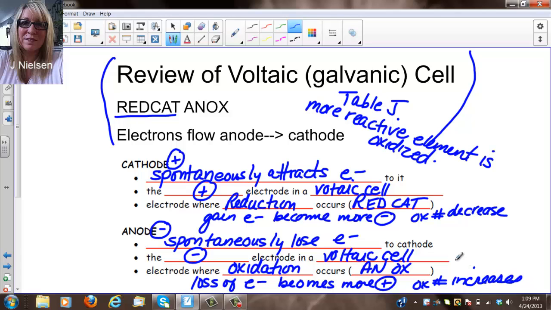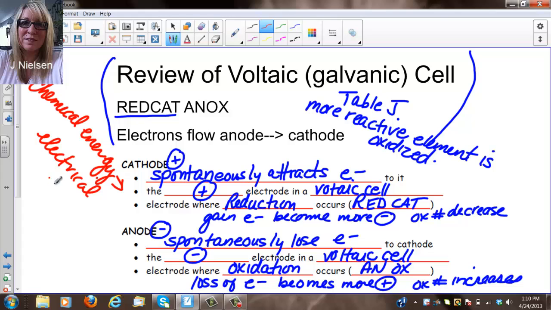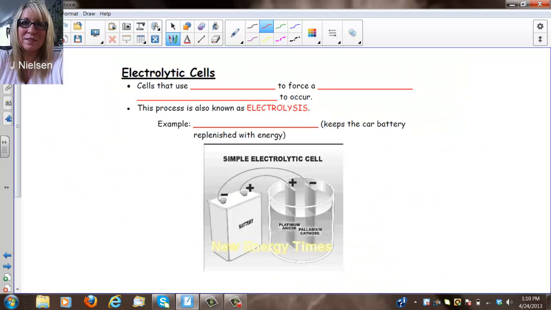Another thing that you want to remember, and we've said this, is that this is a spontaneous reaction in which chemical energy is converted to electrical energy. Okay, so that's voltaic cells in a nutshell. Let's look at electrolytic cells.